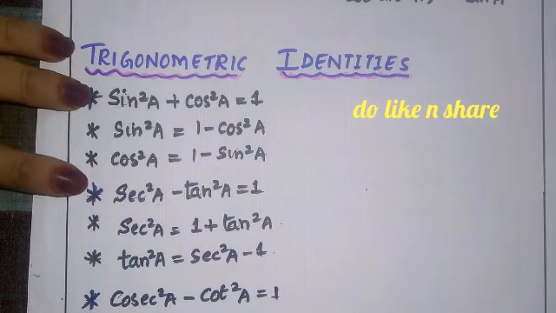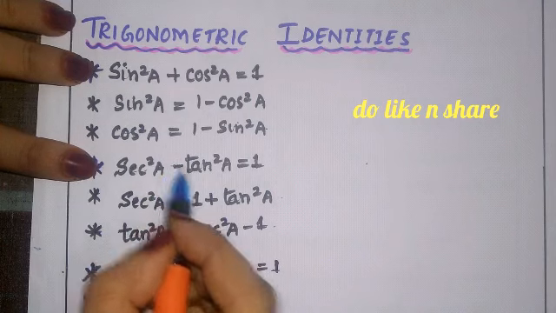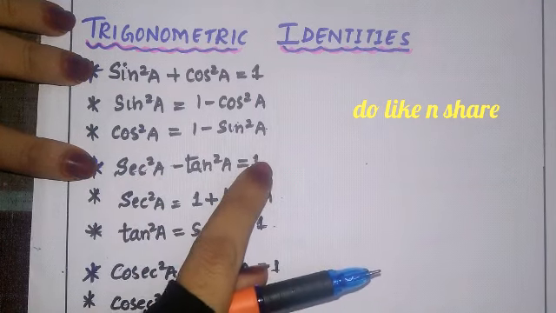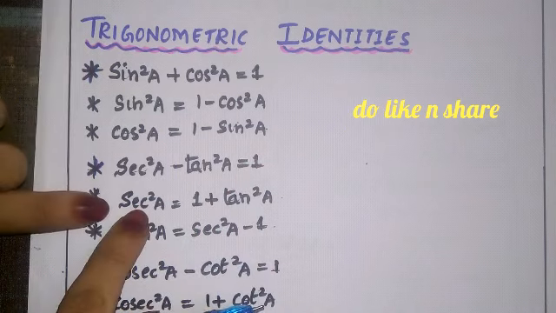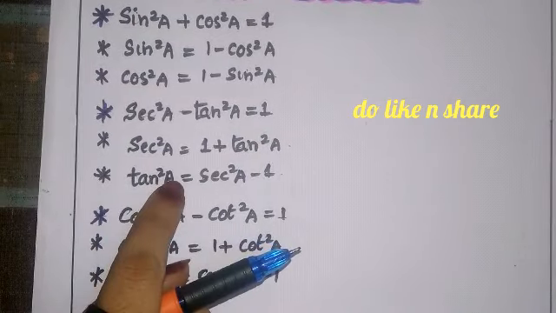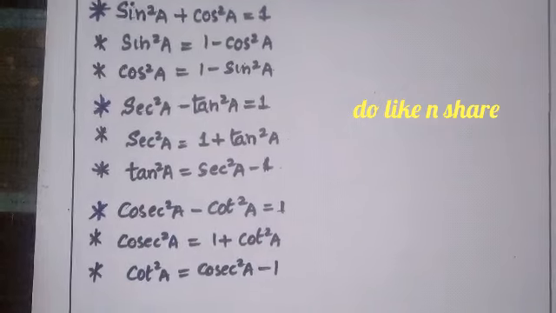It should be perfect. Now let us see sec and tan. Between them is a minus, and the value is 1. Sec square A minus tan square A is nothing but 1. Like that, sec square A is 1 plus tan square A, and tan square A is nothing but sec square A minus 1. This value should be learnt by heart.